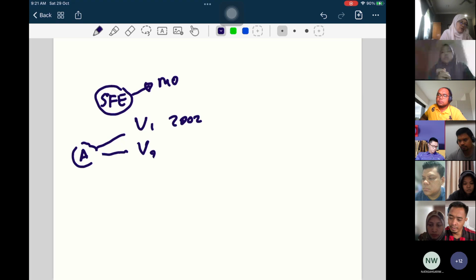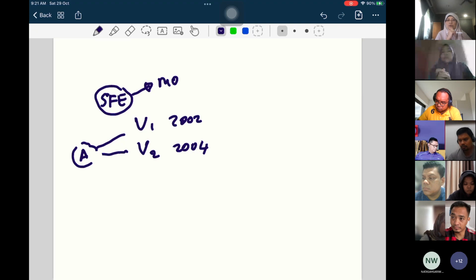He assaulted V2 in 2004. Also the same MO. Dia approach V2 dekat Taman Tasik Shah Alam. Tadi Taman Tasik Titi Wangsa, ni Taman Tasik Shah Alam. Minta tolong V2, tolong carikan saya punya barang yang hilang. Lepas tu dibawa V2 dekat secluded area and assaulted him or her.